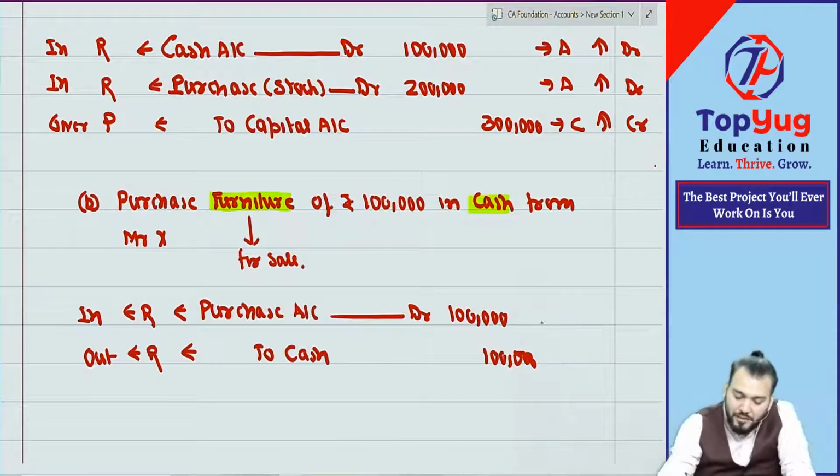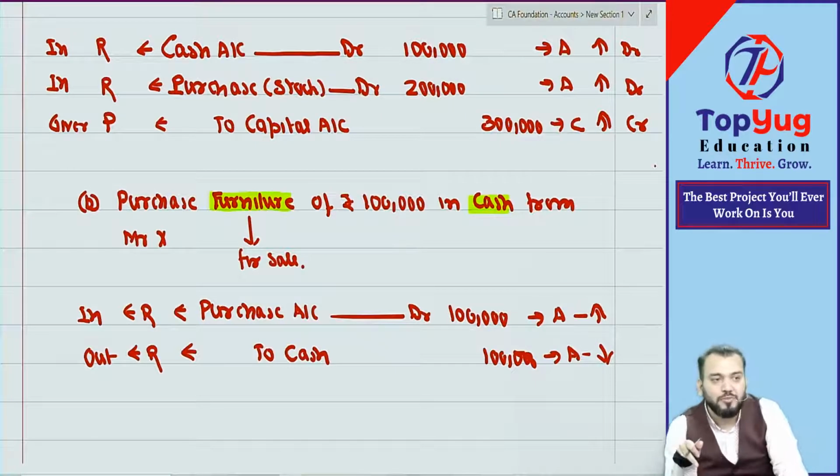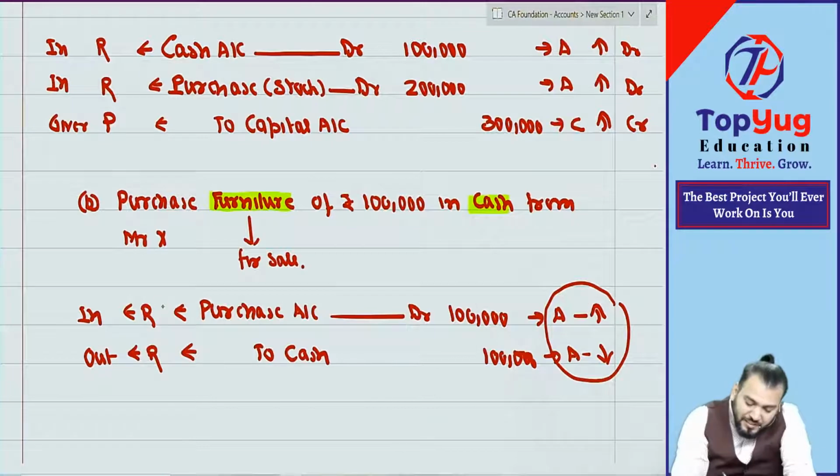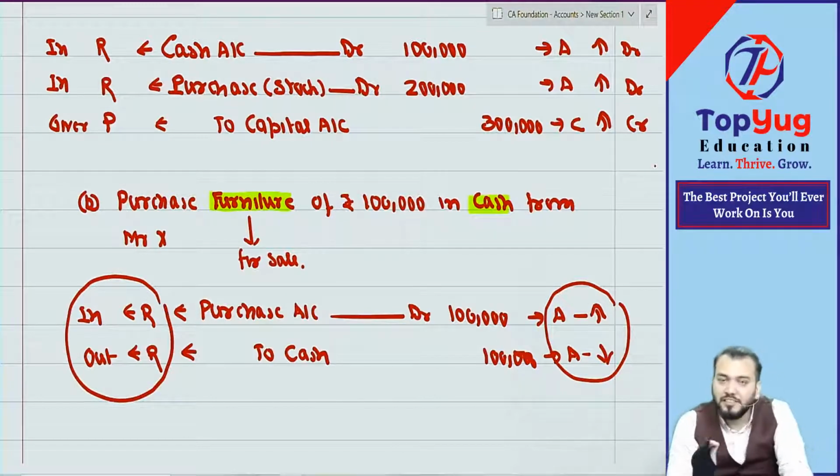Understood. Similarly, here purchase is what? Asset. An increase in asset will be debited. Cash is what? Asset. And a decrease in asset will be credited. You have done it this way only. Have you written this? And does it tally?